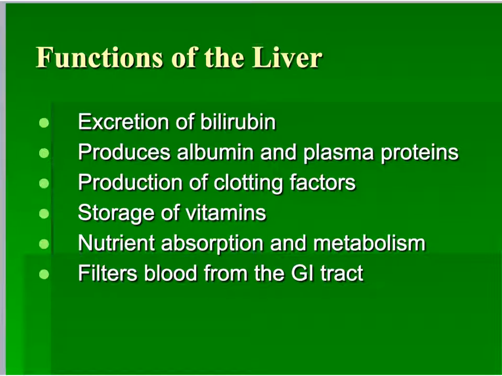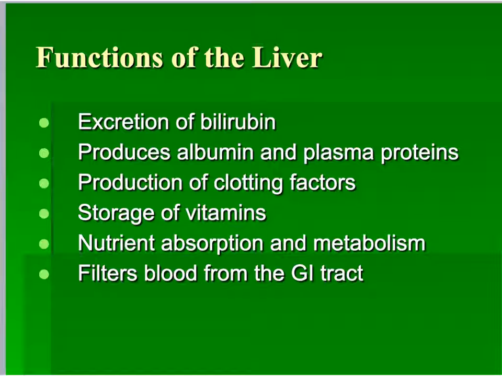The liver is also important for the storage of vitamins, and the only vitamins we can store are the fat-soluble vitamins. And we have really four major types of fat-soluble vitamins, which are vitamin A, vitamin D, vitamin E, and vitamin K. A, D, E, and K are the four major types of fat-soluble vitamins that are stored by the liver. We know that the liver is important for nutrient absorption and metabolism.